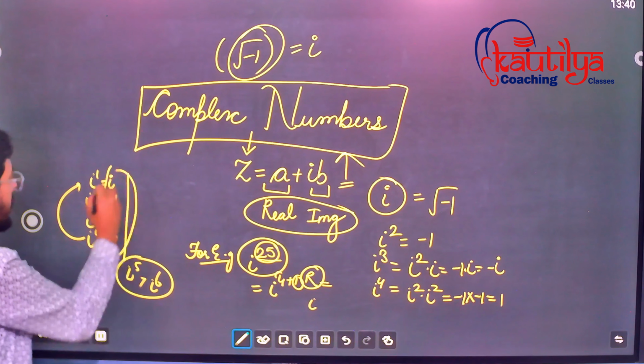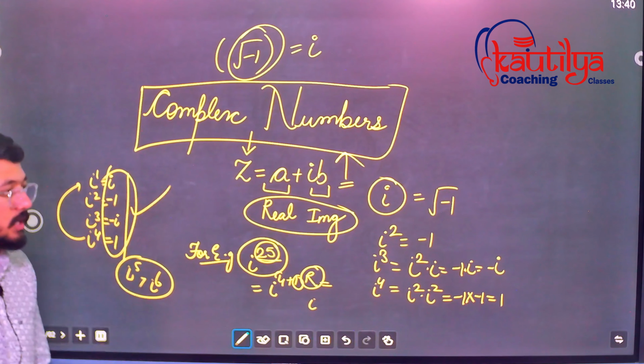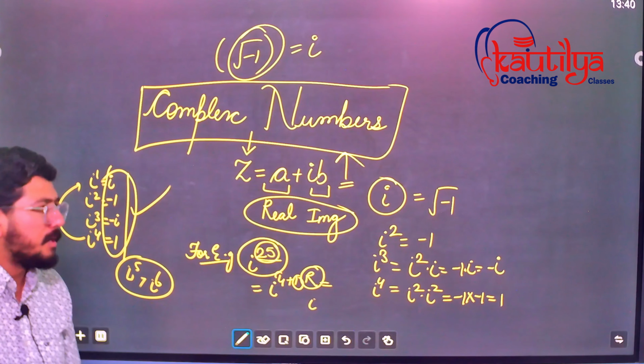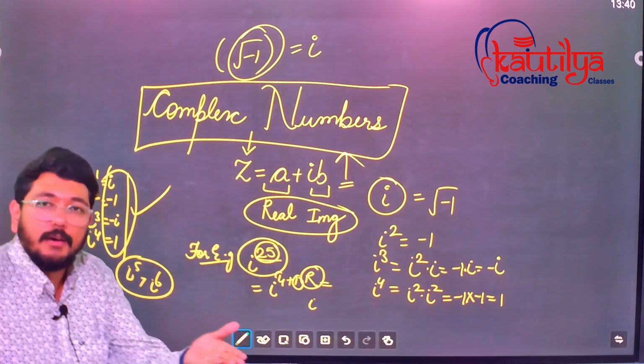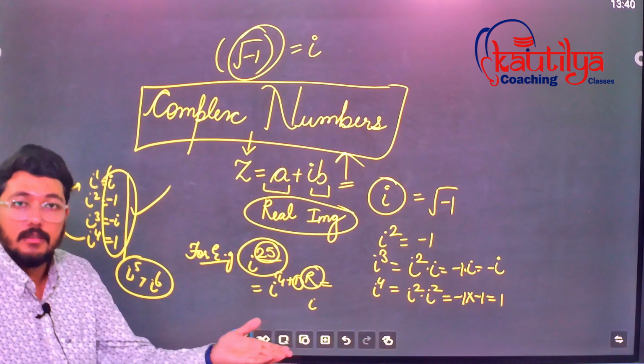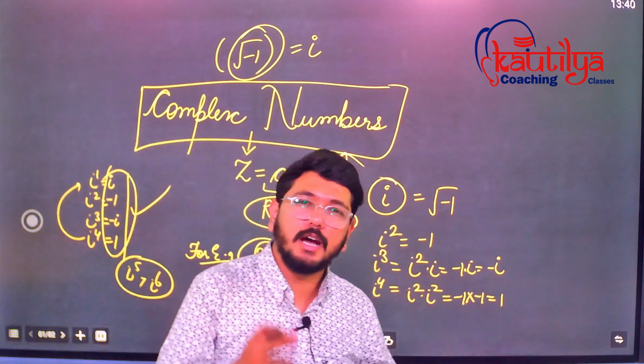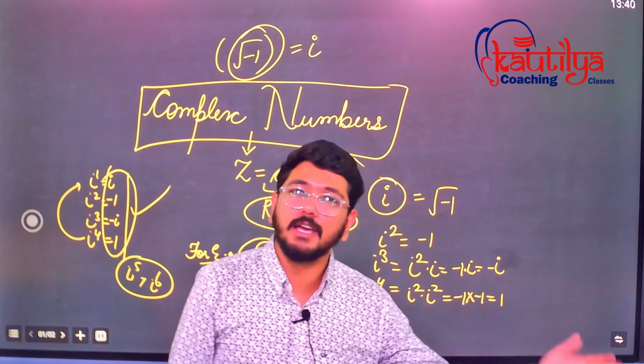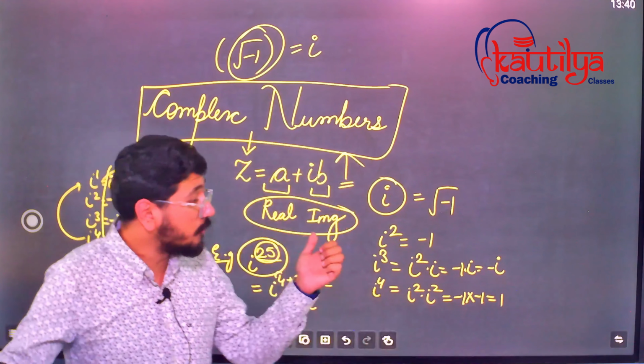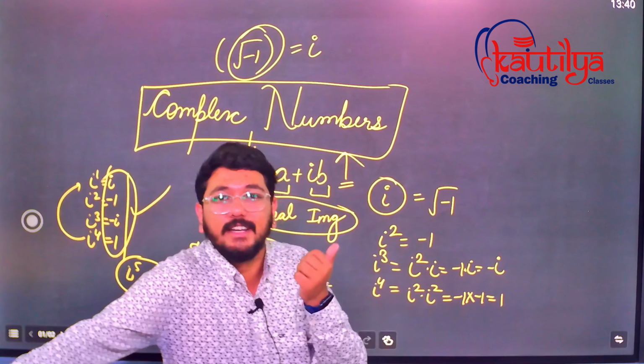So these 4 values repeat continuously for complex numbers, where we are going to find out the values for the power, whatever the power is. Iota raised to the power 100, iota raised to the power 200, iota raised to the power 999, whatever the term. Your first step is just to go and divide. Right?